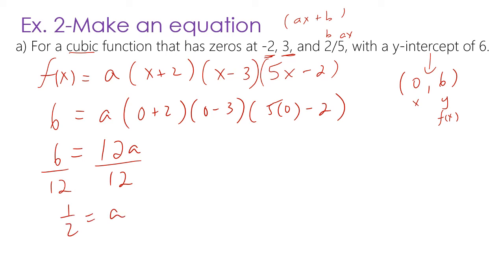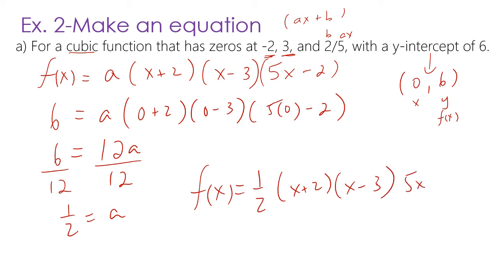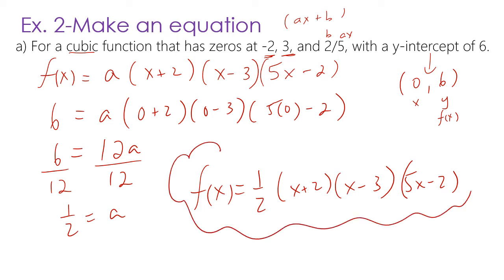Now just because you found a doesn't mean your job is done. That's the hard part, but you got to put it all together to get that final mark. Remember, it's asking us for an equation. So f of x equals 1/2 x plus 2, x minus 3, and then 5x minus 2. And there's our final function.